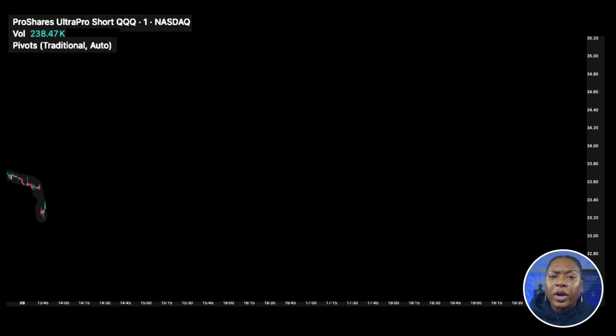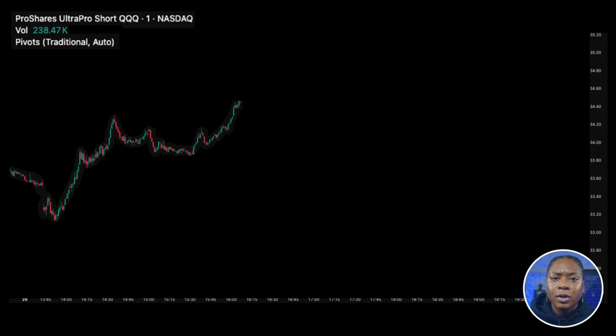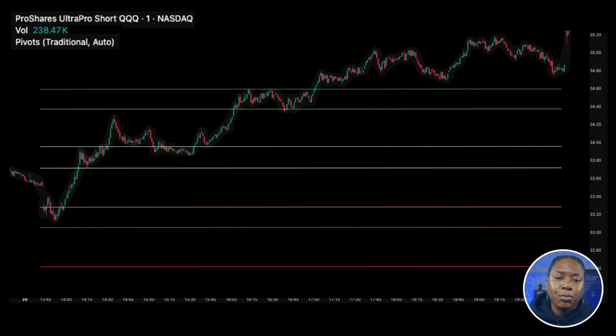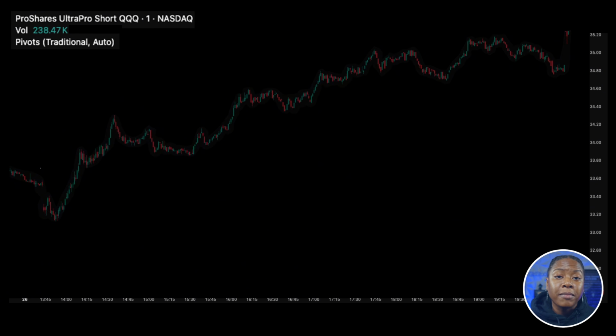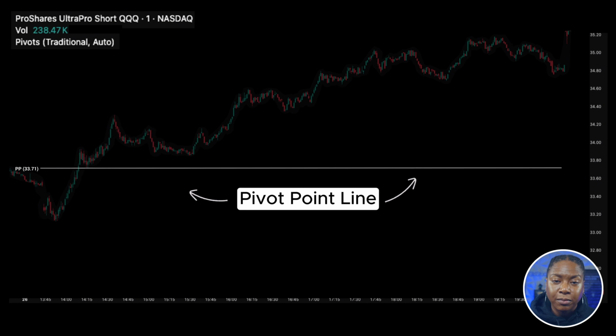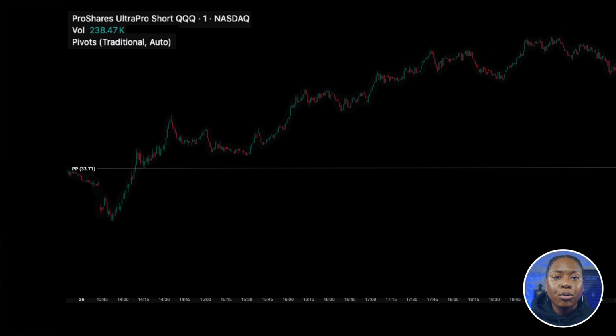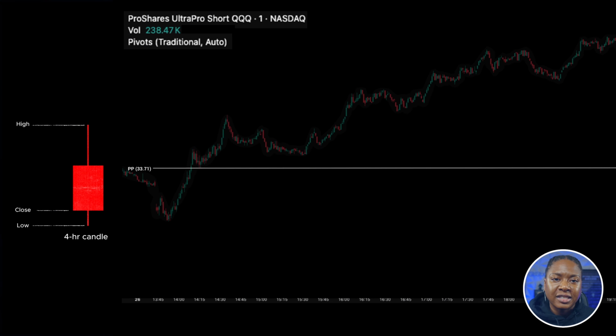Let's break this down. When you see the pivot point system, you're basically gonna see 7 lines on your graph that highlight support and resistance levels. In the middle, you're gonna see the pivot point line. The pivot point line is your central line. Everything revolves around this because it represents the average of the key price points from the previous day: the high, the low, and the close.